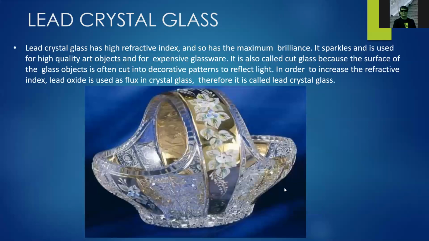The lead crystal glass has a high refractive index and so has the maximum brilliance. It sparkles and it is used for high quality art objects and for expensive glasswares. It is also called the cut glass because the surface of the glass objects is often cut into decorative patterns to reflect light in order to increase the refractive index. Lead oxide is used as a flux in crystals, therefore it's called a lead crystal glass. This is commonly used in expensive tablewares or expensive glasswares.